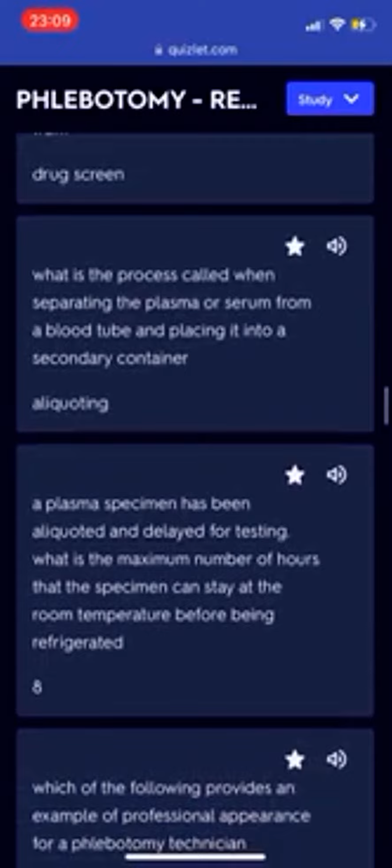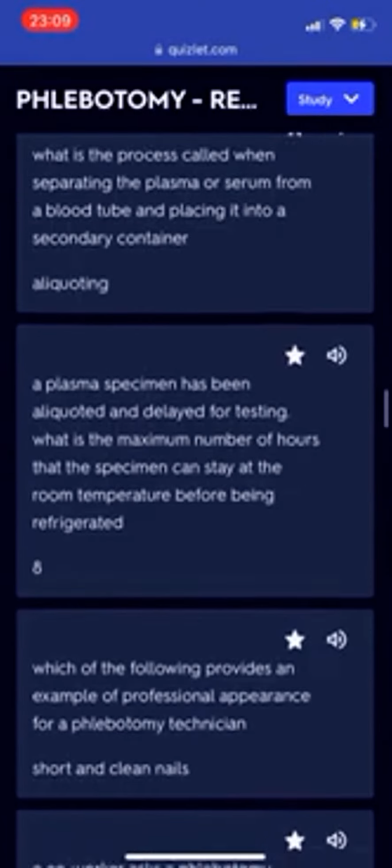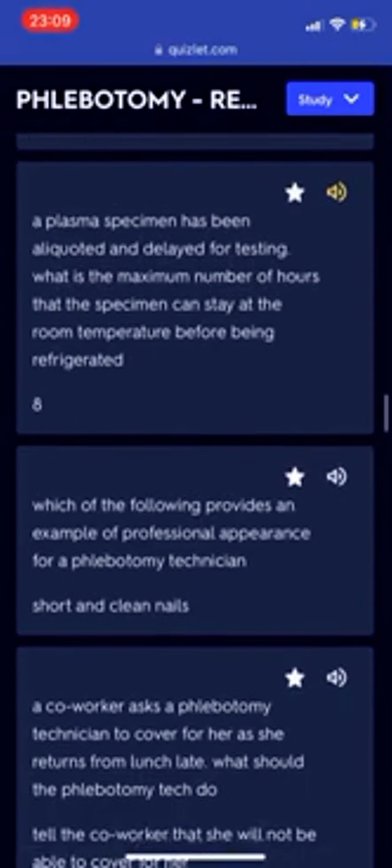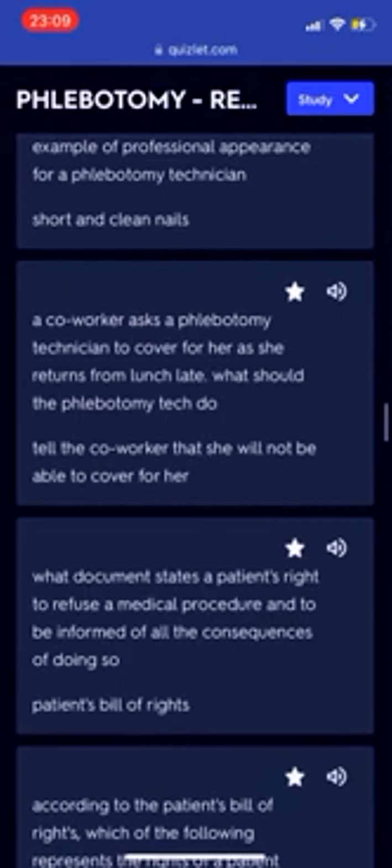Drug screen. What is the process called when separating the plasma or serum from a blood tube and placing it into a secondary container? Aliquoting. A plasma specimen has been aliquoted and delayed for testing. What is the maximum number of hours that the specimen can stay at room temperature before being refrigerated? 8. Which of the following provides an example of professional appearance for a phlebotomy technician?